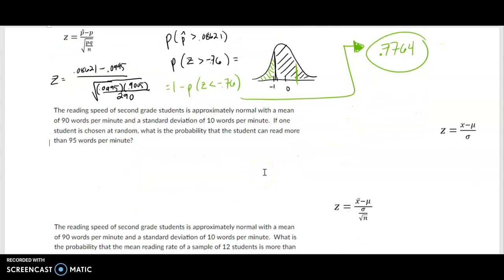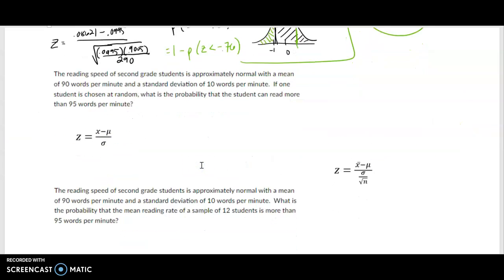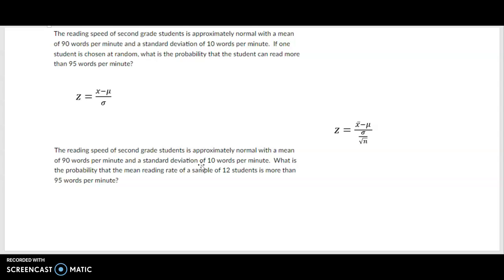All right, how about the next one? The reading speed of second graders is approximately normal with a given mean and standard deviation. One student, there's your giveaway, is chosen at random. What's the probability they can read 95 or more? So that's this formula. I'll just read the next one because it's connected. Reading speed of second graders, same parent distribution. Then it says, what is the probability that the mean reading rate? And that's my central limit theorem version, so that's that formula.